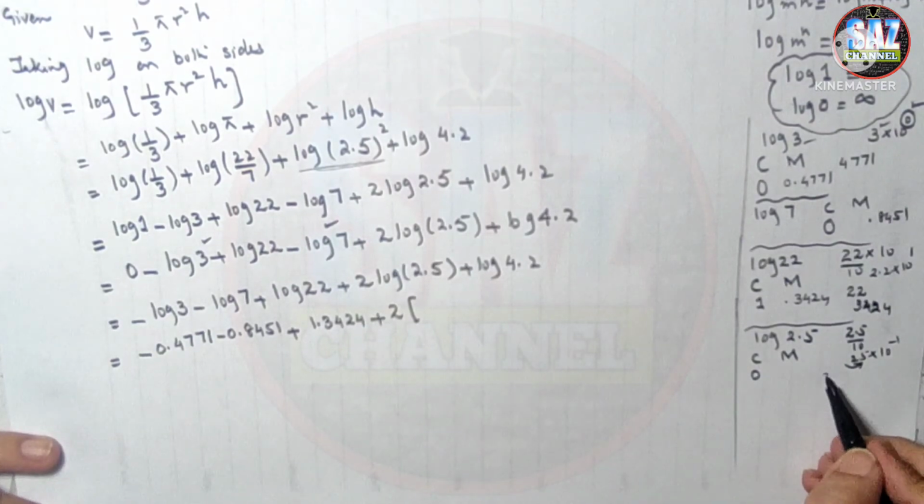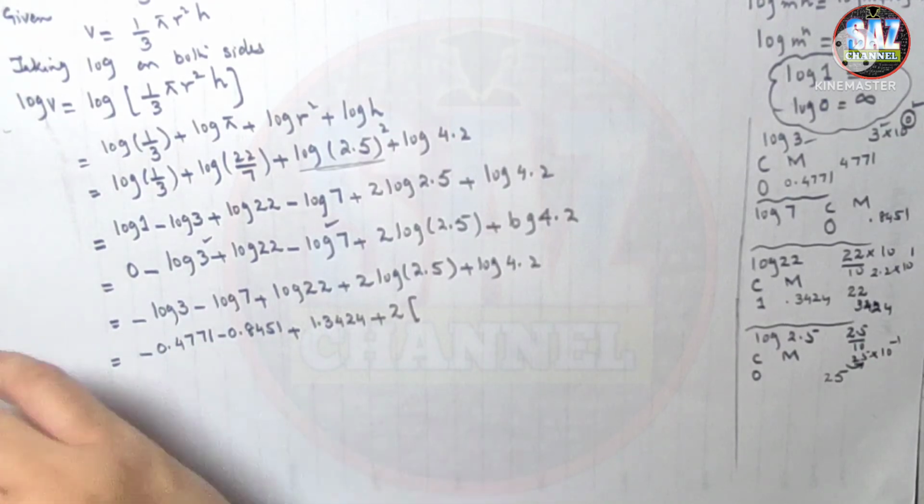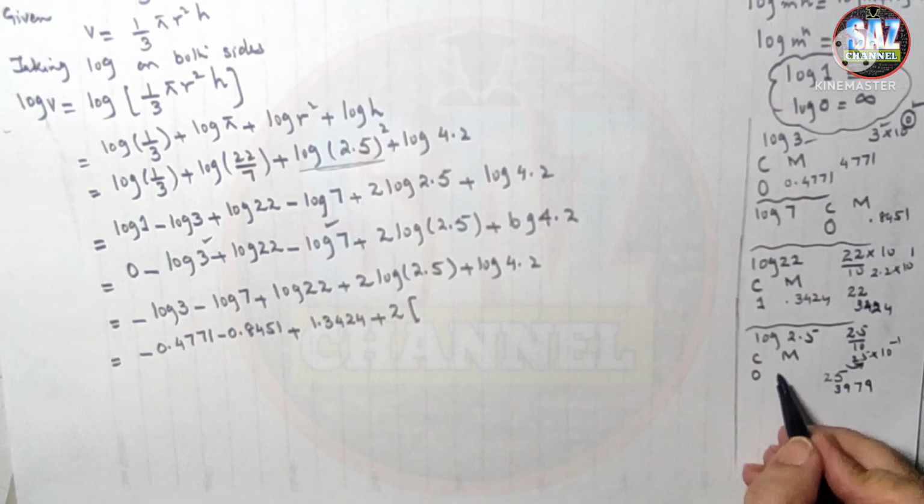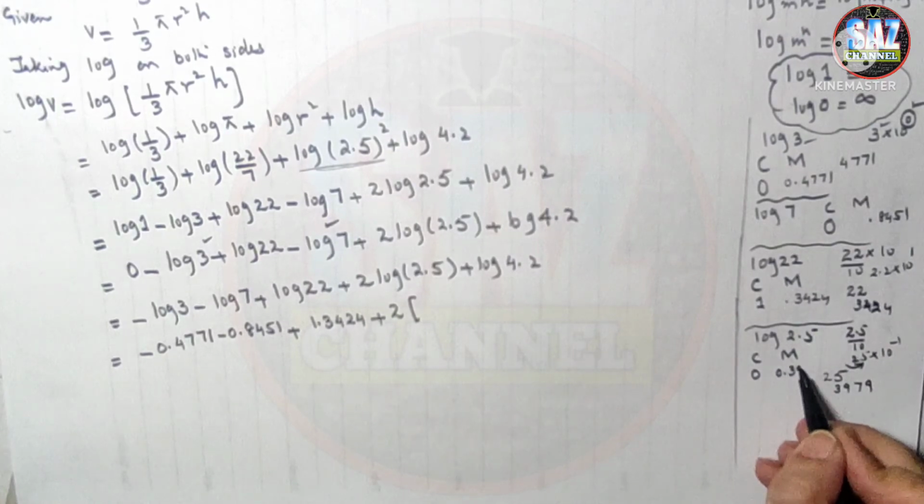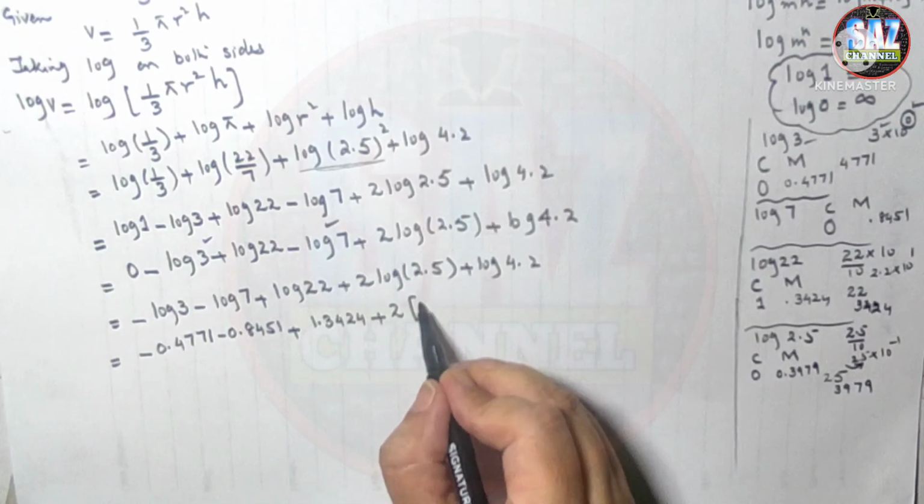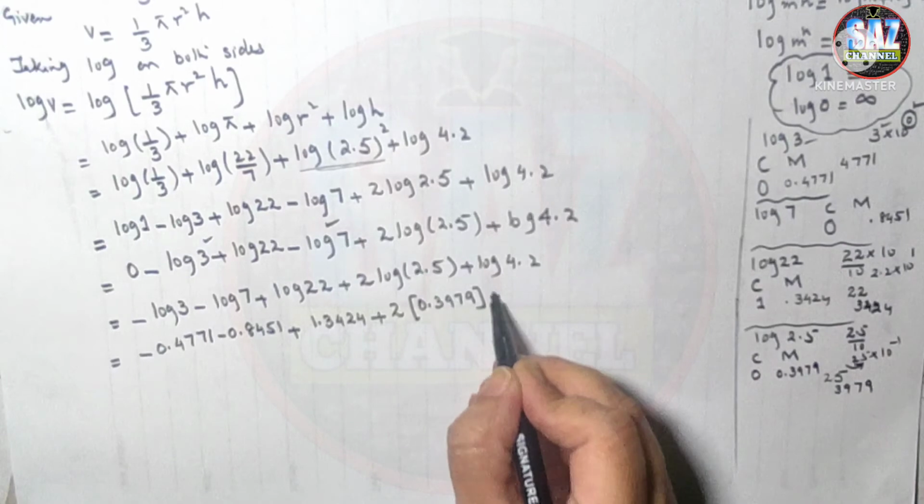And for mantissa purpose, I have to locate 25 in the column of 0. So a really easy question, in this question we have to locate all of the numbers in the column of 0. 25 is giving me 3979, and as the mantissa is in decimal, so this is 0.3979. Log 4.2.